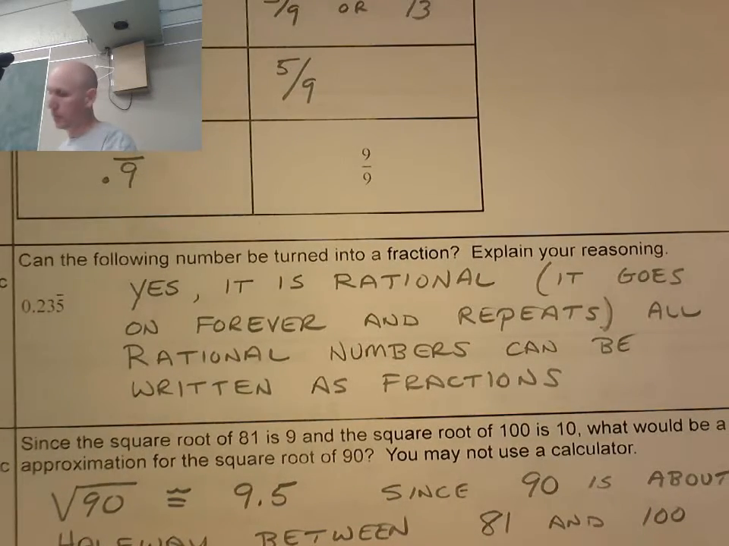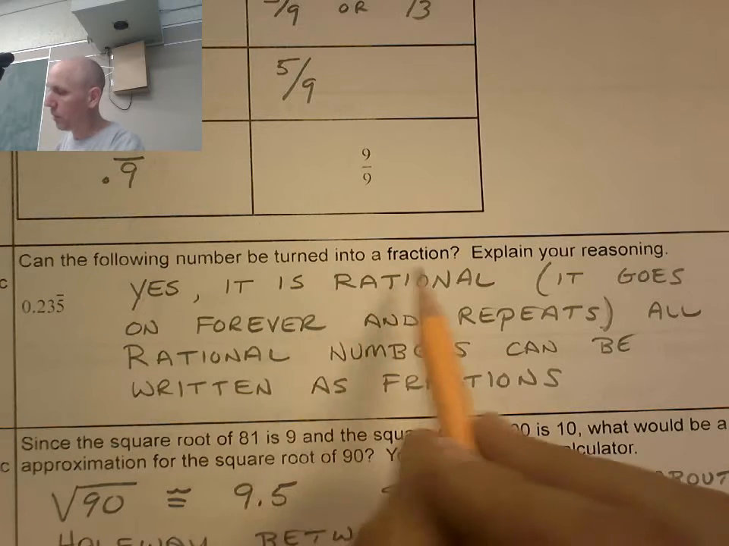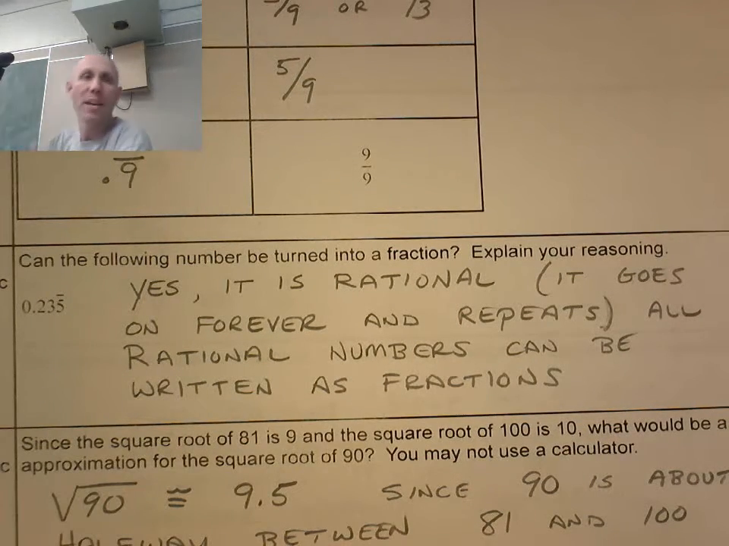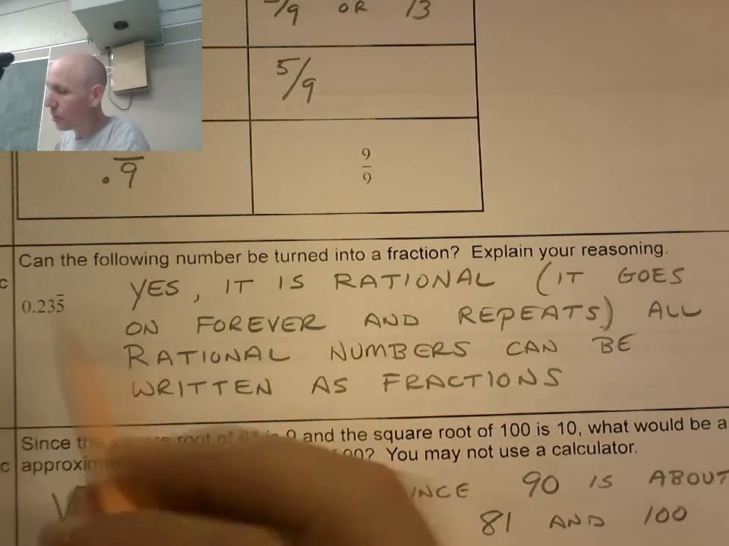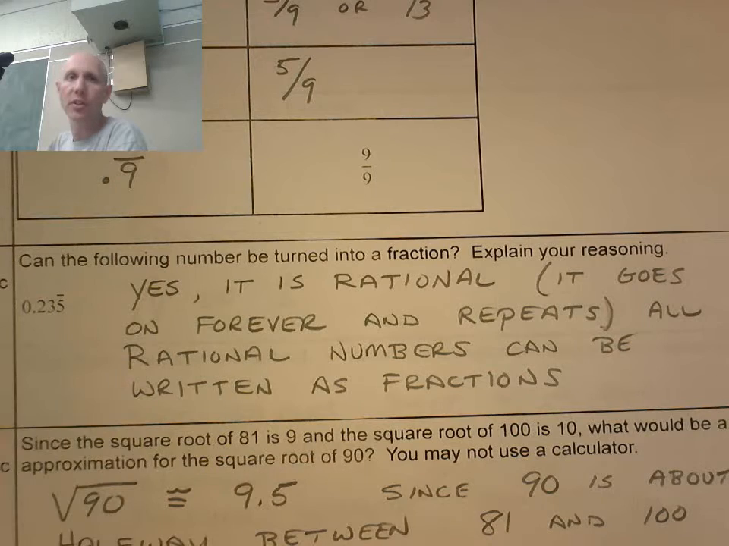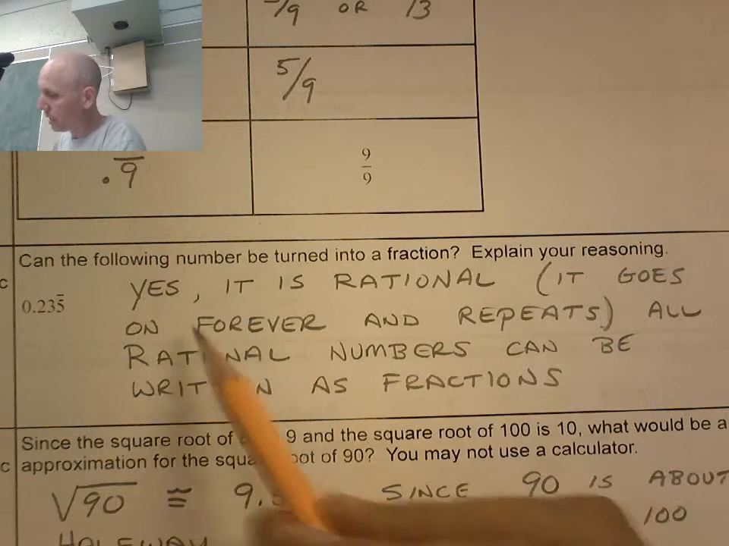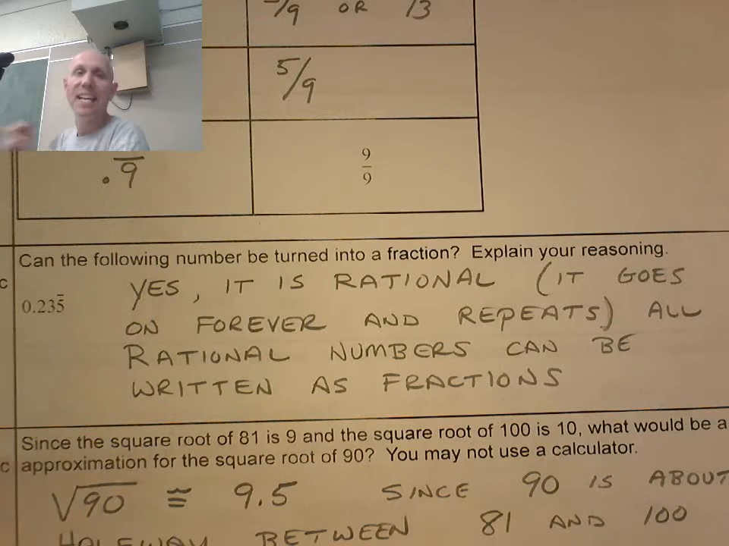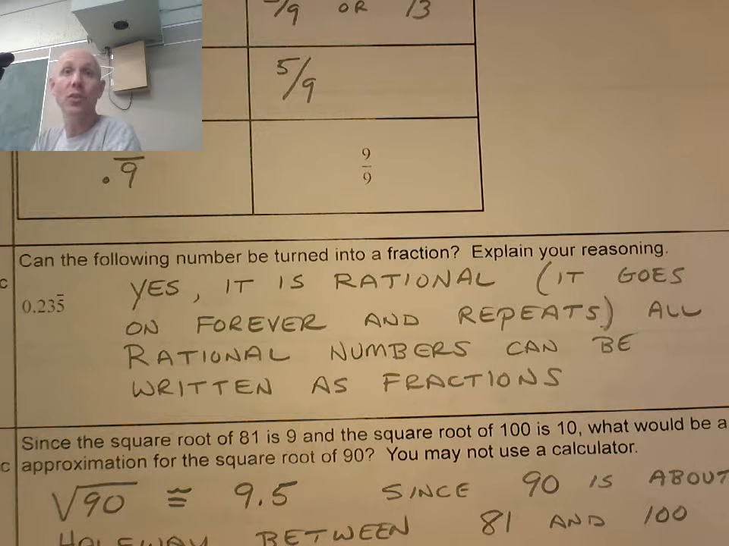Can the following number be turned into a fraction? Explain your reasoning. 0.235 repeating. My answer is yes, it can be turned into a fraction. Why? Because it's a rational number. Any rational number can be turned into a fraction. It goes on forever and repeats. All rational numbers can be written as fractions. I'm not necessarily going to teach you how to do that math, but it can be done.